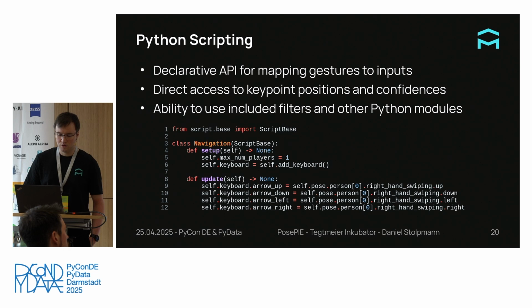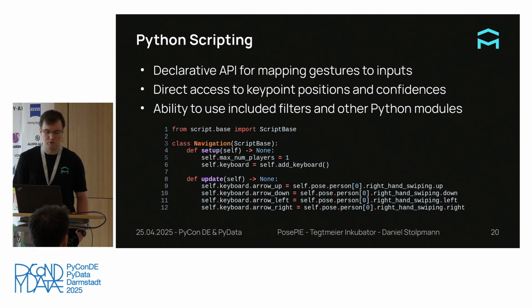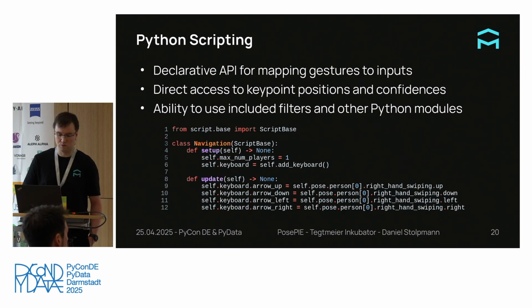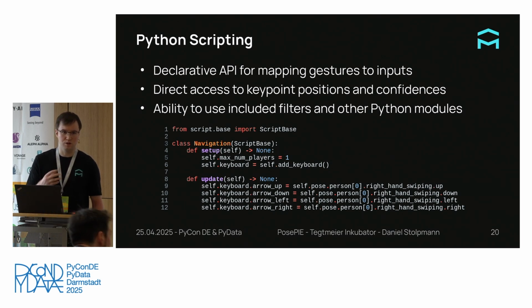And the scripting also gives you direct access to the key point positions and also the confidence values. So you can also write in your script some small logic to detect some other gestures. And you have the ability to use all the filters of PosePIE, such as an EWMA filter, and you can also use any other Python module here.